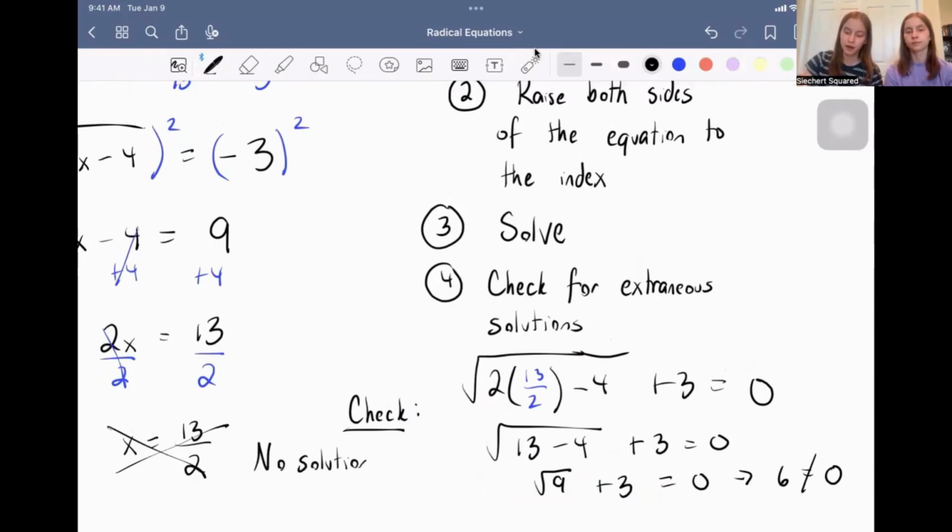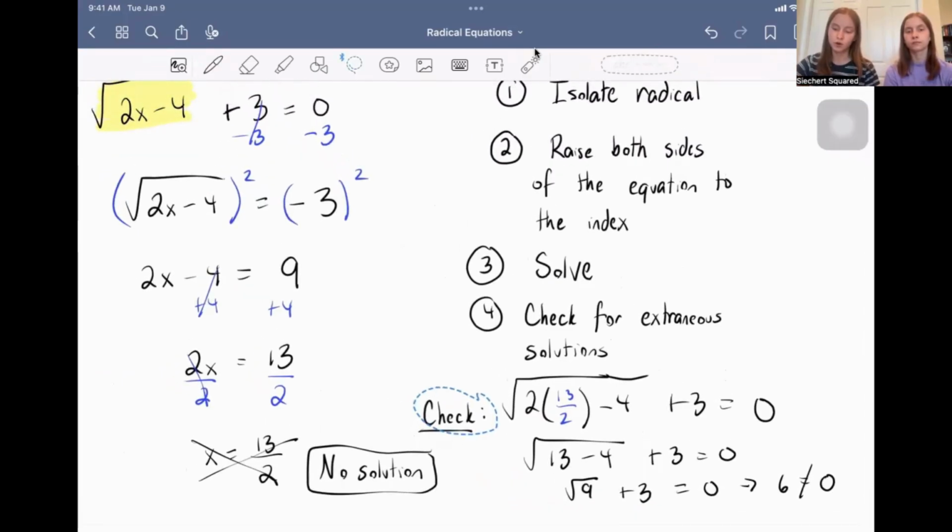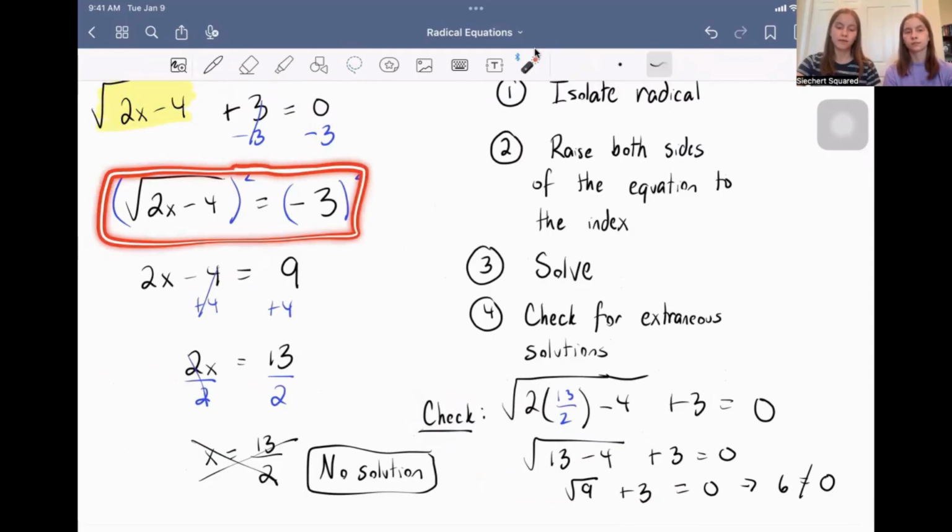That's it. Actually, part of the reason why that happens here, if you go back in the work, is that there's one point right here where the square root of something is going to equal a negative number. If you take the square root of something, you're never going to get a negative, and that's part of the reason why we end up having no solution here.